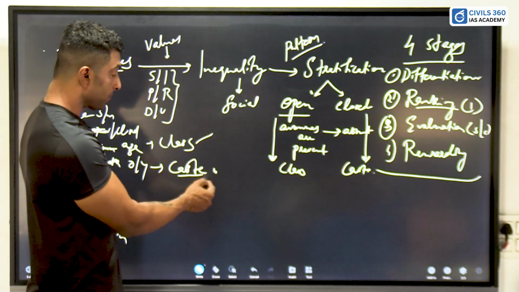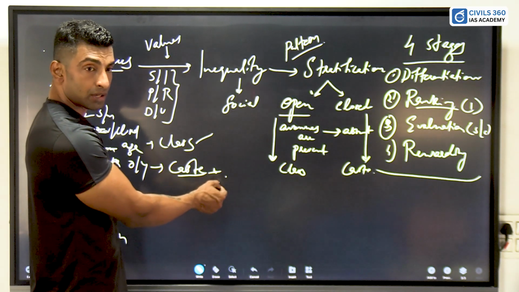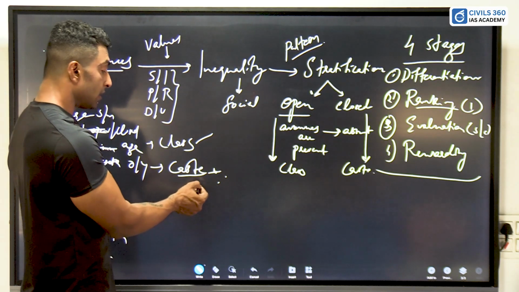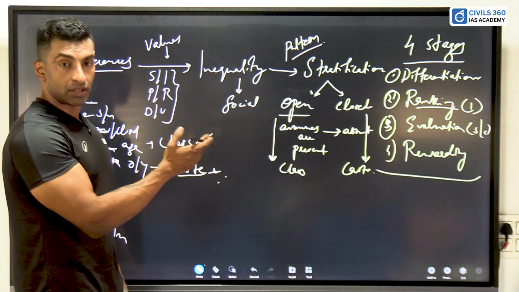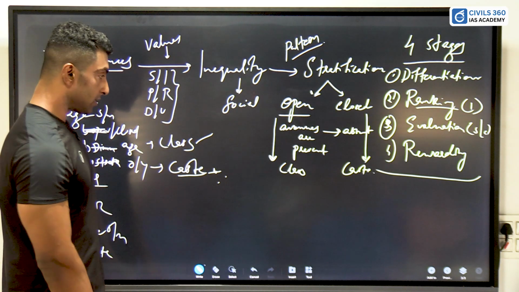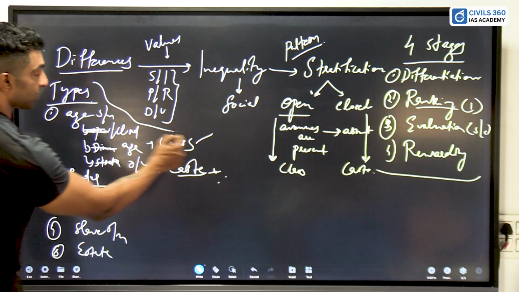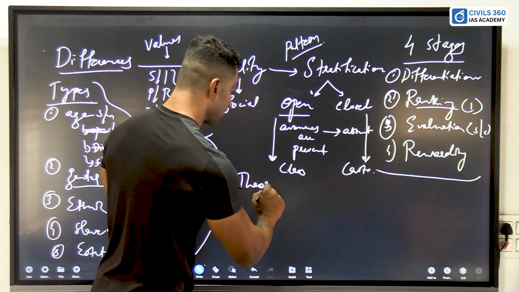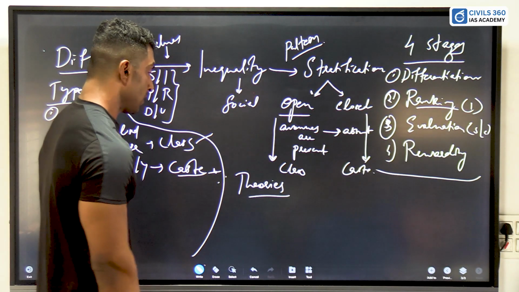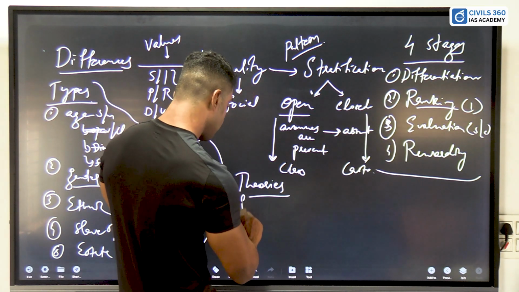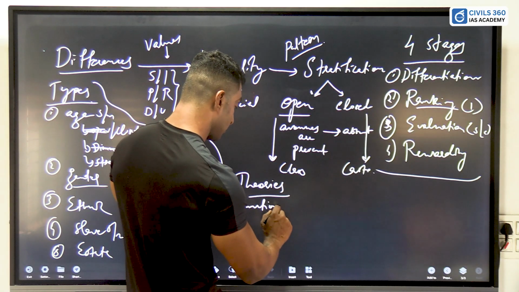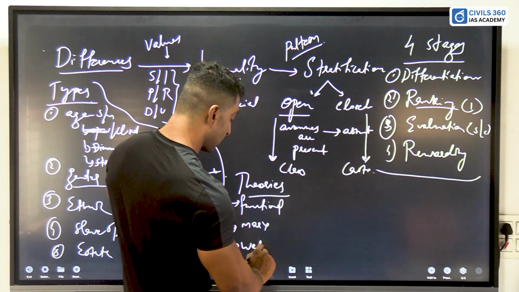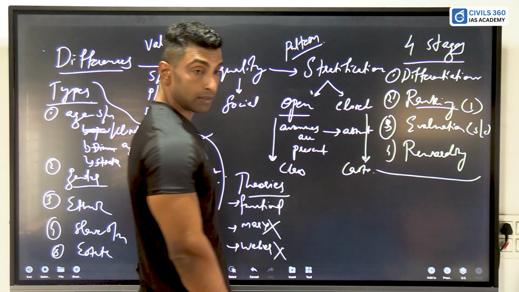Open. Caste, open or closed? Closed. Dimension, ritual, right? Ritual part. Strata, Brahmin, Kshatriya, Vaishya, Shudra, Dalits. So we have seen the types. Then we have seen theories. So functional theories, Marx, Weber. This we will look at later.